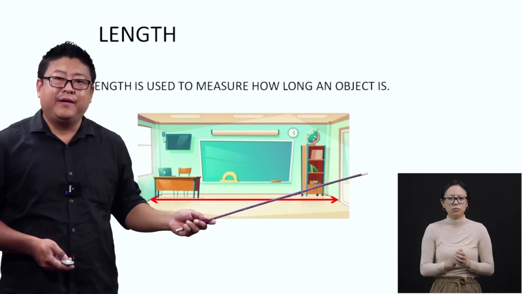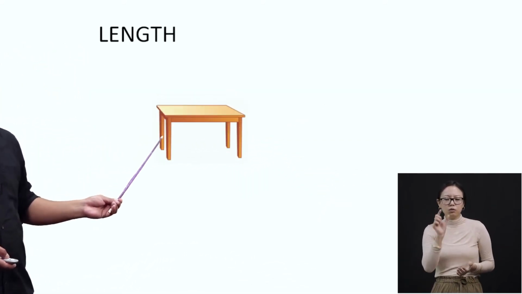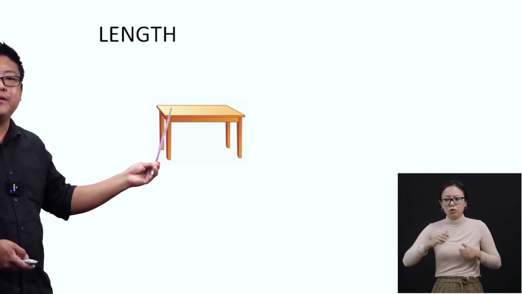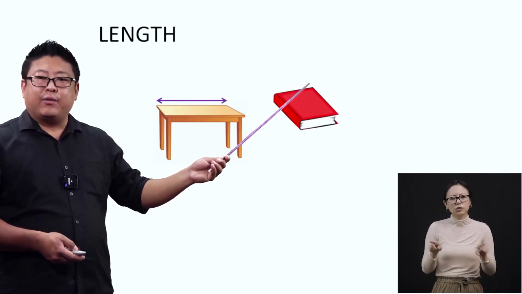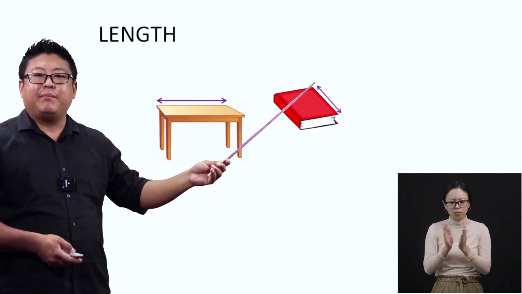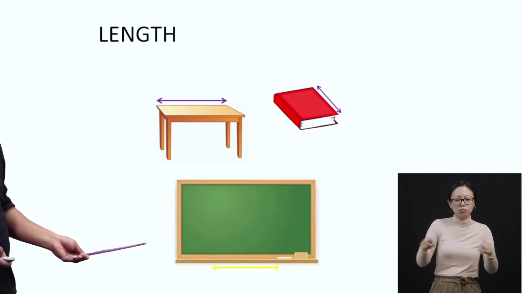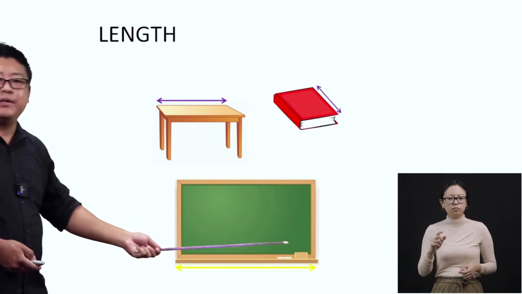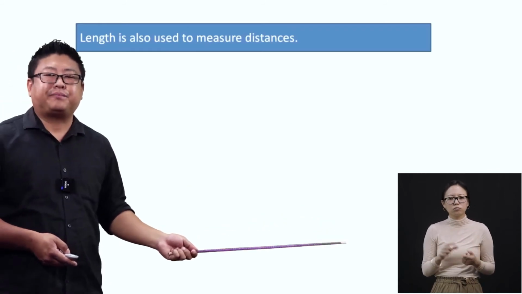All right, children? And also, we can find the length of different things. For example, a desk, we can find the length of its surface in this manner, right? A book, and we can find its length in this manner, measuring this way. We can take a blackboard and measure in this manner, from this end to this end. So it will give you the length, all right, children?